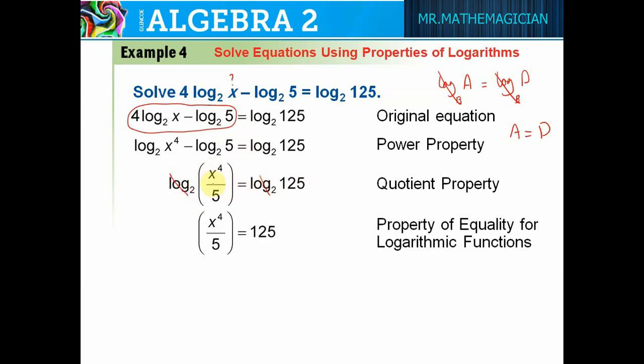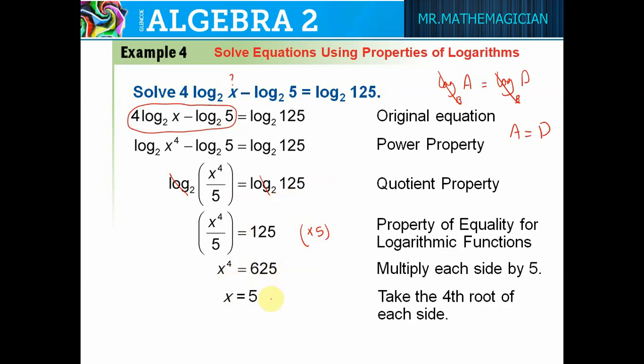so that x power 4 over 5 equals 125. So now if we multiply by 5 for both sides, this will give you x to the power of 4 equals 625. Now you can take the fourth root for both sides to give you x as 5. Now try to check whether your answer is okay or not.